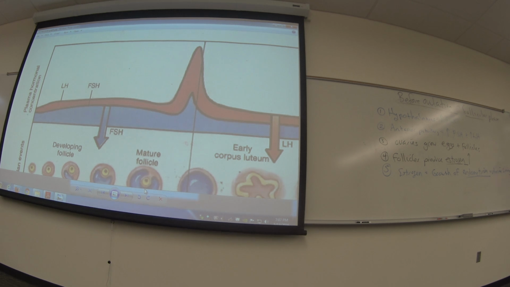Okay? So, can anyone guess what kind of feedback this would be if this makes more of that, which makes more of that, which makes more of that? Positive. Positive feedback. One of the few times in your life you can say positive feedback and not have me screech and scream. Ovulation requires positive feedback to make the graph spike. That way you release the egg. Or you ovulate.